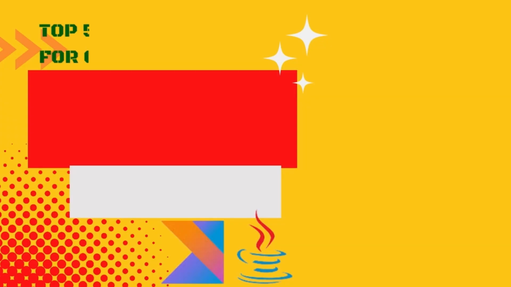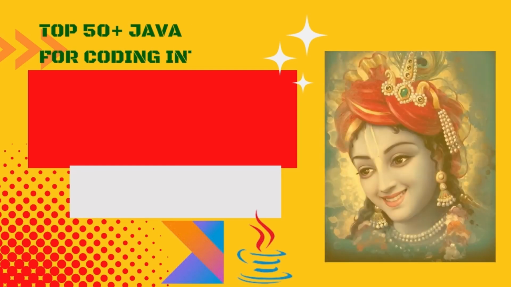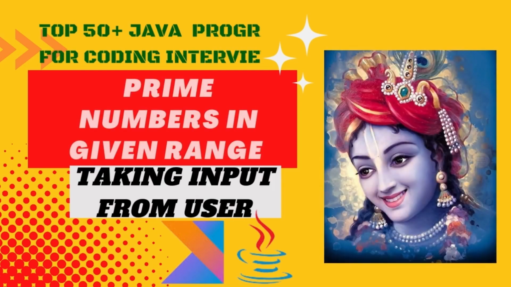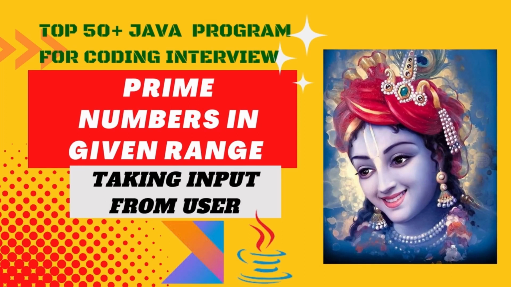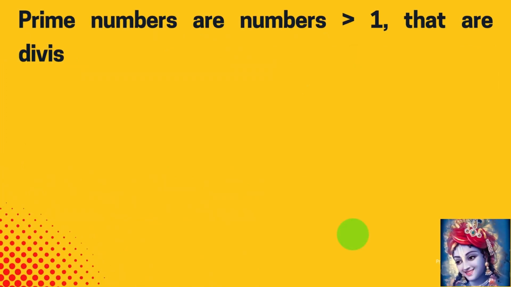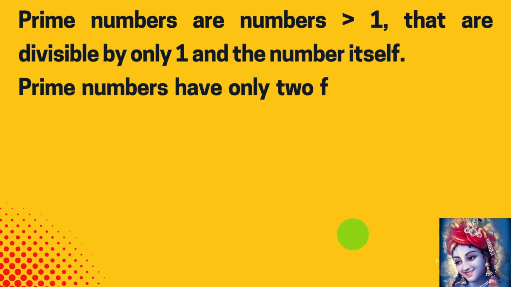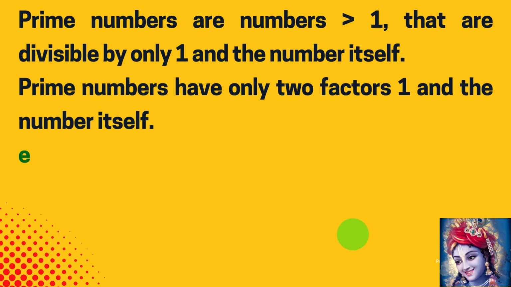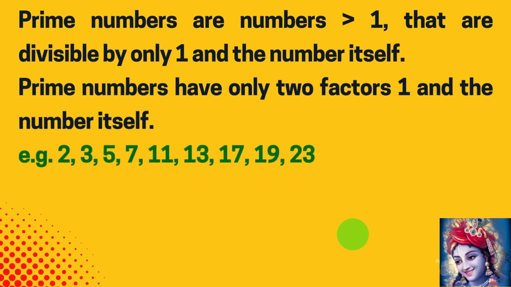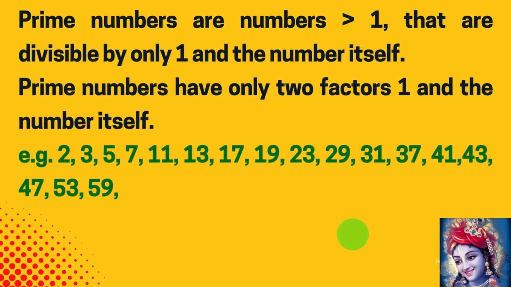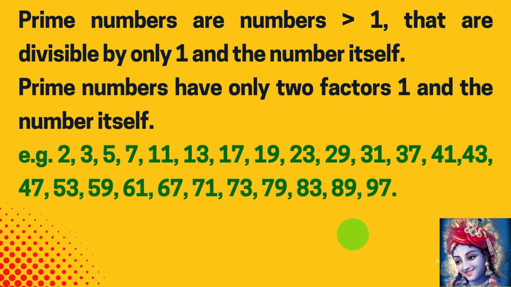In this video, we are going to see a Java program to print the prime numbers in the given range. Now first understand what are the prime numbers. Prime numbers are the numbers greater than 1 that are divisible by 1 and the number itself. The prime numbers will have two factors, the number 1 and the number itself. These are the prime numbers between 1 to 100.